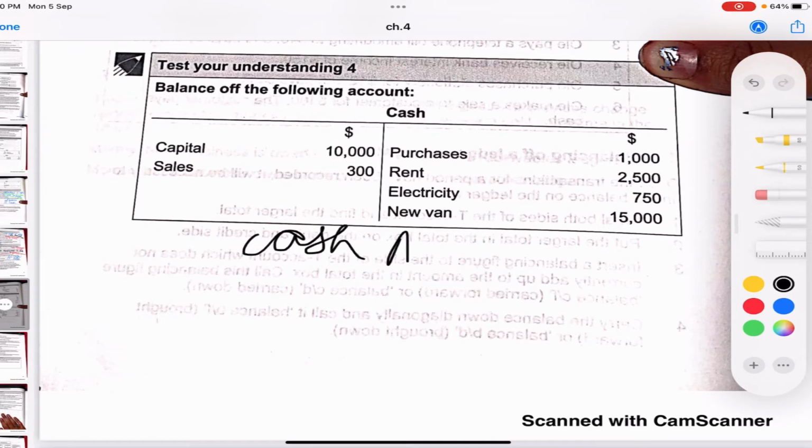So cash account, let me just see how much of the chapter is left. Just a second.